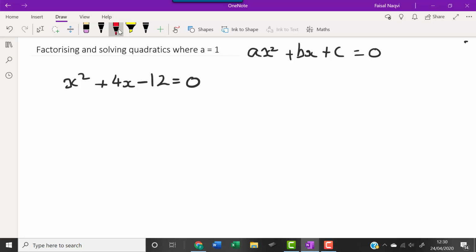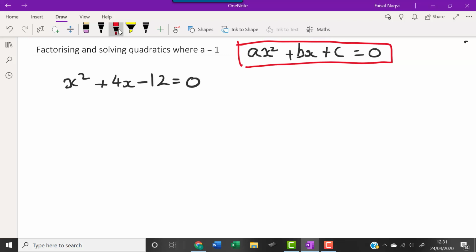Today we're going to take a look at factorising and solving quadratics where a equals 1. If we take a look at the general formula, which is ax squared plus bx plus c, that is a general formula for a quadratic. The a is the number in front of the x squared, the b is the number in front of the x, and the c is the coefficient or the number that doesn't change.